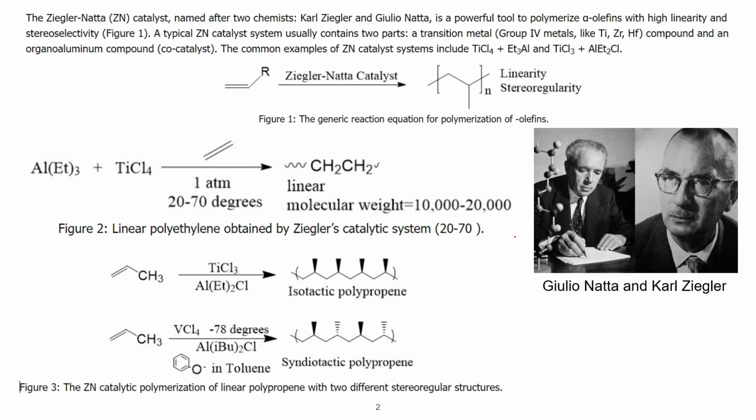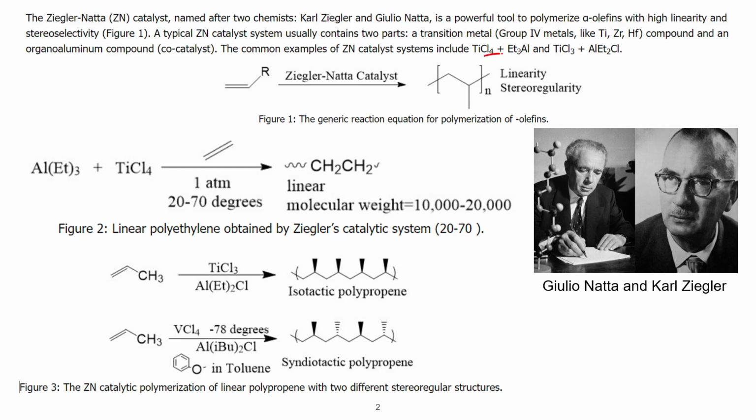Initially, when we started, the major learning part was the Ziegler-Natta catalyst and this particular reaction for polymerization. So, if we look into the mechanism, this reaction was discovered by Karl Ziegler and Giulio Natta. They used transition metals like titanium, zirconium, hafnium in this particular reaction.